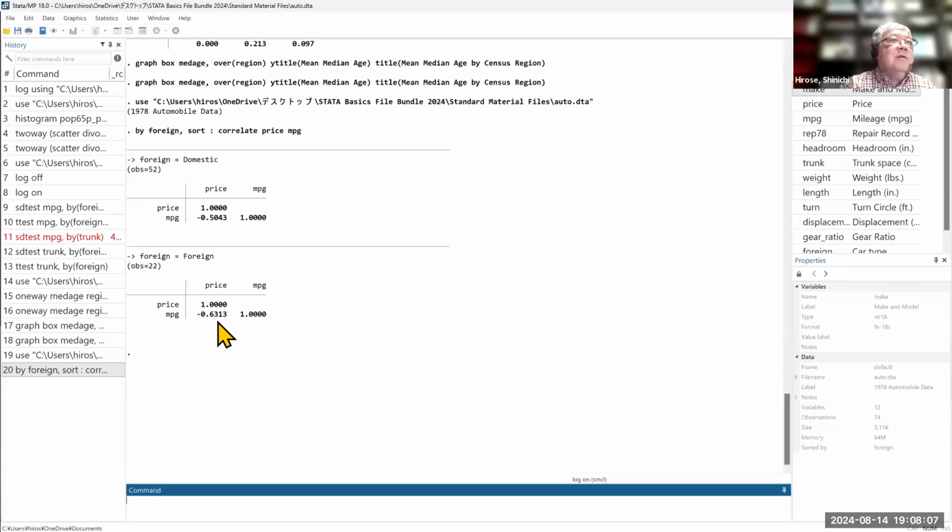That means for domestic cars, the higher the price, the worse the miles per gallon, but the effect is stronger in the case of foreign cars. The higher the price, the worse the miles per gallon, more severely as compared with domestic cars. So maybe this is because high price cars are heavier, bigger, and have many options. Then the miles per gallon naturally goes down.